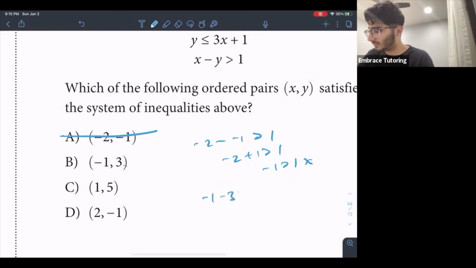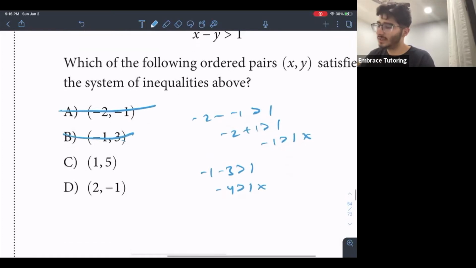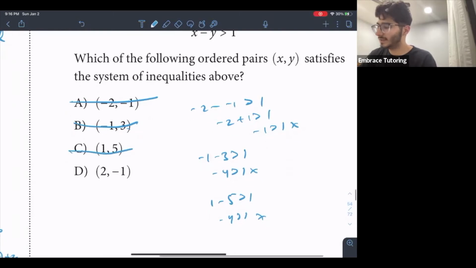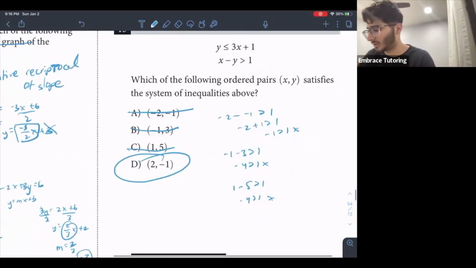You do -1 minus 3 is greater than 1. -4 is greater than 1. That's not true, so you can get rid of B. Now let's try C. 1 minus 5 is greater than 1. That's -4 is greater than 1. That's also not true, so you get rid of C. So D, by default, D has to be correct, but let's just double check to make sure that we're right.